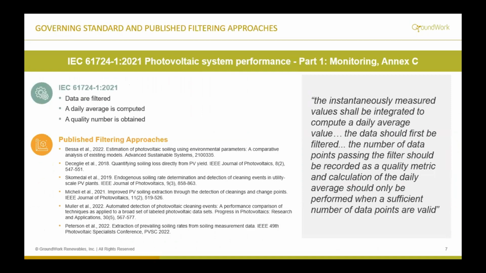Anyone who's looked at soiling data would agree that it's hard to make sense of, especially here in the United States, where soiling rates tend to be pretty low and fall within the uncertainty of the measurement itself. The IEC 61724-1 performance monitoring standard outlines some basic guidance for how to filter and average soiling data, but it gives a lot of leeway in terms of how you filter the data.